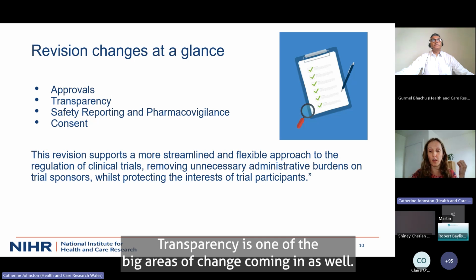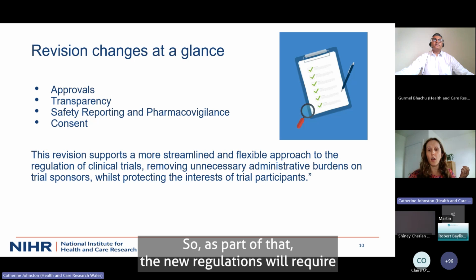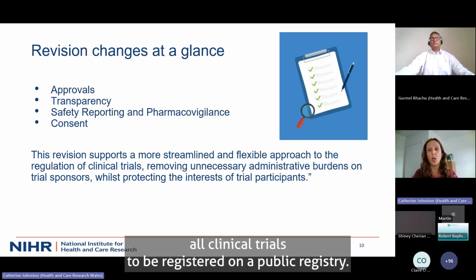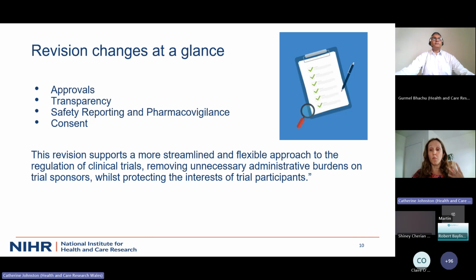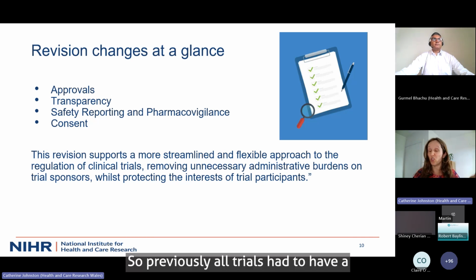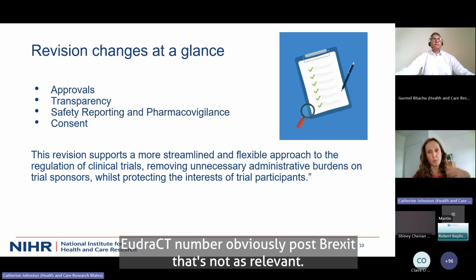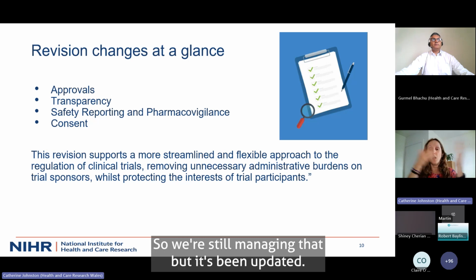Transparency is one of the big areas of change coming in as well. As part of that, the new regulations will require all clinical trials to be registered on a public registry. Previously, all trials had to have a EudraCT number. Obviously, post-Brexit, that's not as relevant. So we're still managing that, but it's been updated.